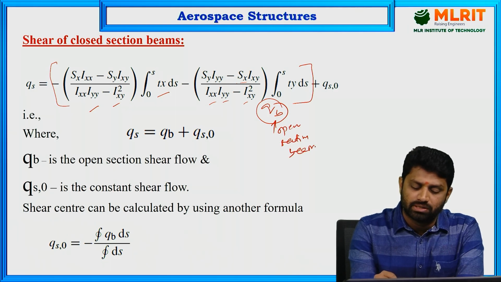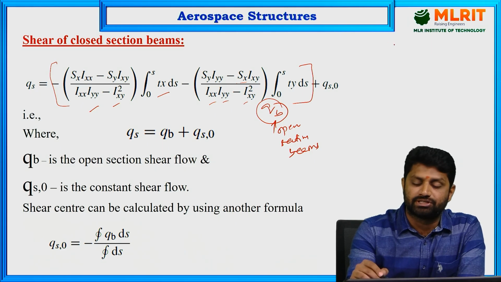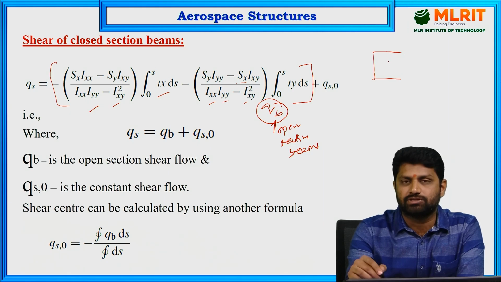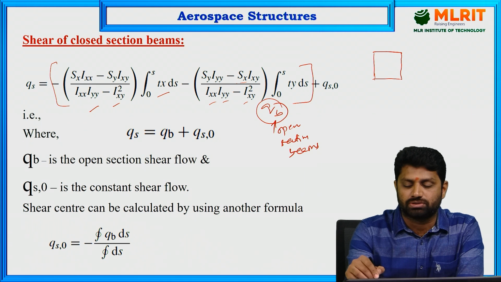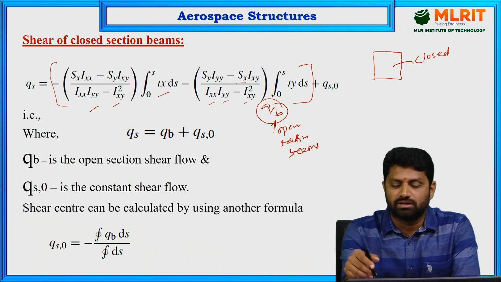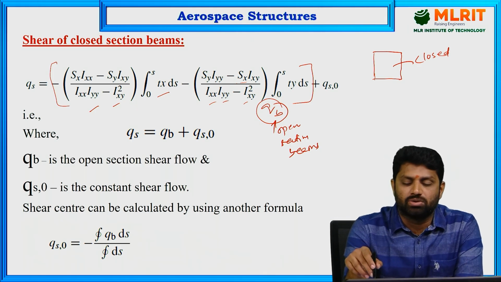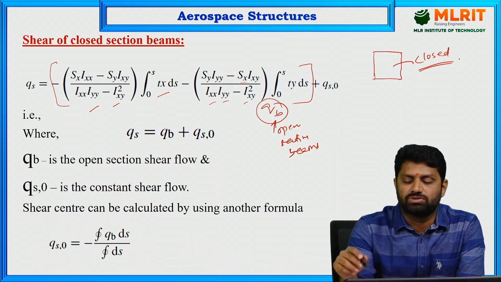Now, the only difference: for example, if you consider a channel section, we have 3 walls and the 4th wall is open, so you consider it as an open section beam. Even if the 4th wall is also closed, you can consider it as a closed section beam. Whether it is a rectangle, circle, or semicircle, whatever it is, if all the walls of the section are closed, then you consider that beam as a closed section beam.